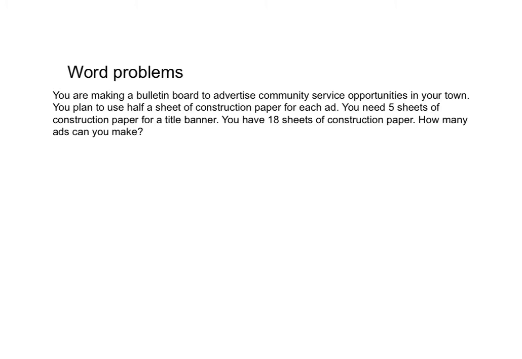How many ads can you make? There it is. How many ads can you make? So we are going to make this our variable x. X is going to be how many ads you can make.